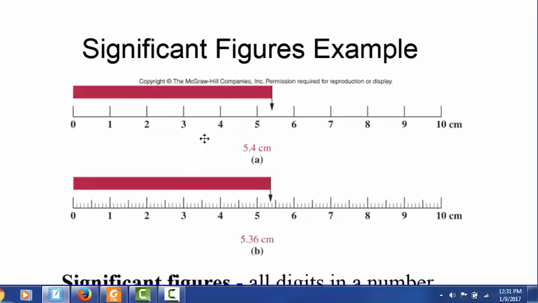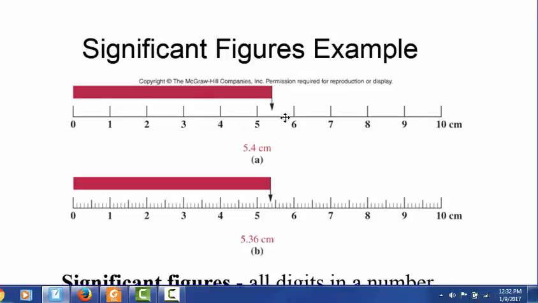So here's the example of a ruler that only has marks at every centimeter versus one that only has marks at every 1/10 of a centimeter. When you're taking a measurement, you always have something called an uncertain digit, which is a digit that you, the person who took the measurement, estimated.